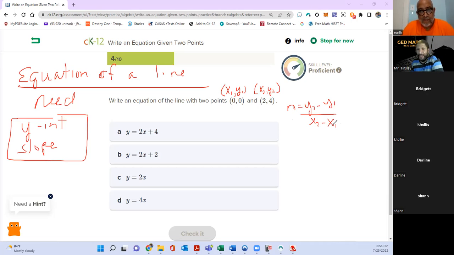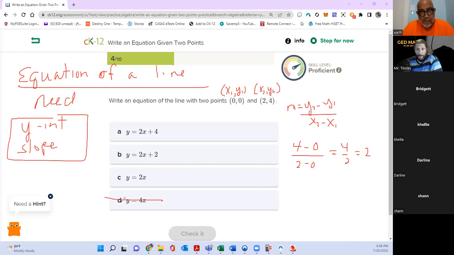You keep writing it down. You keep saying it till it's ingrained in your brain. y2 is 4 minus 0. x2 is 2 minus 0. 4 over 2, my slope is 2. So I know it can't be D.